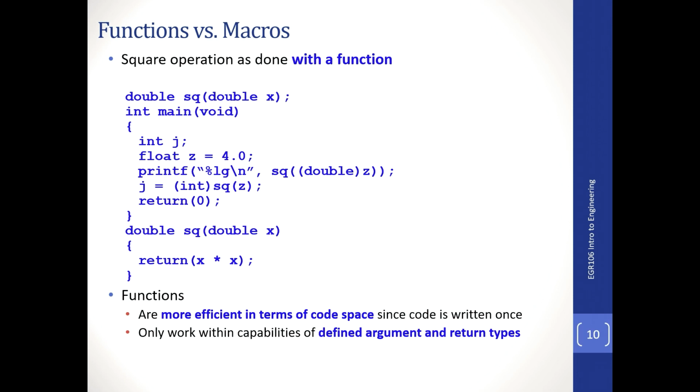Okay, so it is more efficient in terms of code space. Every single line is only written once, right? If I have to do multiple square roots, I only have to write one function. But I do have to define the argument and return types, and here it is annoying because I have to typecast them to what I want. So functions are usually more specific than macros are.